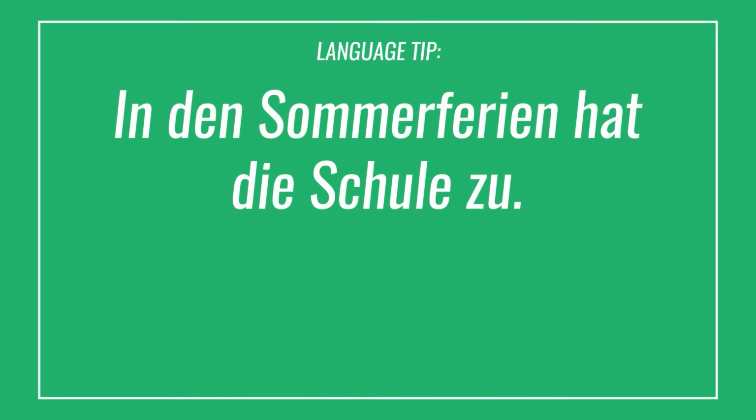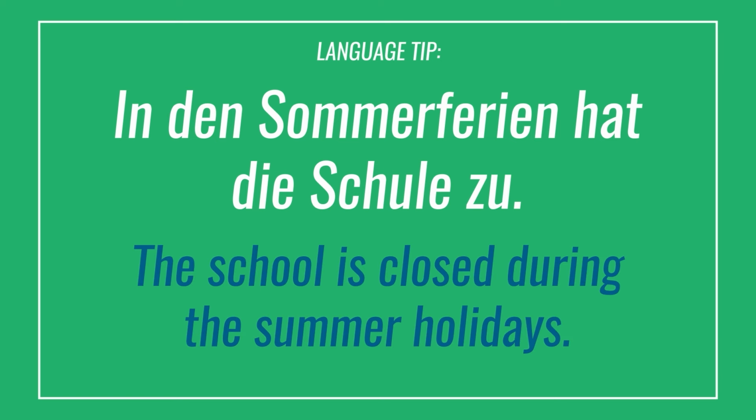Let's do some examples so you can see how to use Ferien and Urlaub correctly. In den Sommerferien hat die Schule zu. For example, means the school is closed during the summer holidays. Ferien is used as Sommerferien, which means summer holidays. This is a fixed period of 6 weeks off set by the government for each of the 16 states.